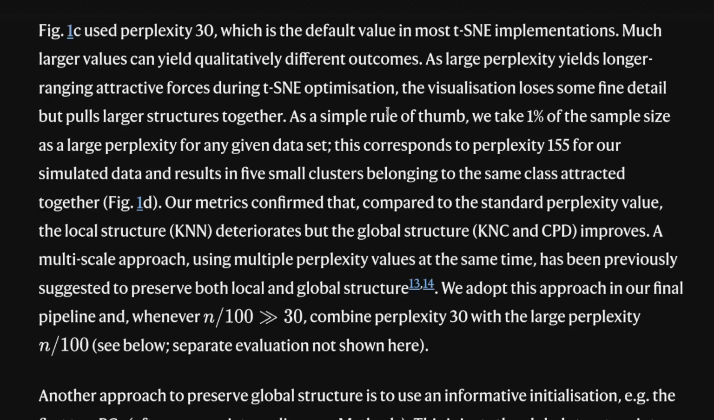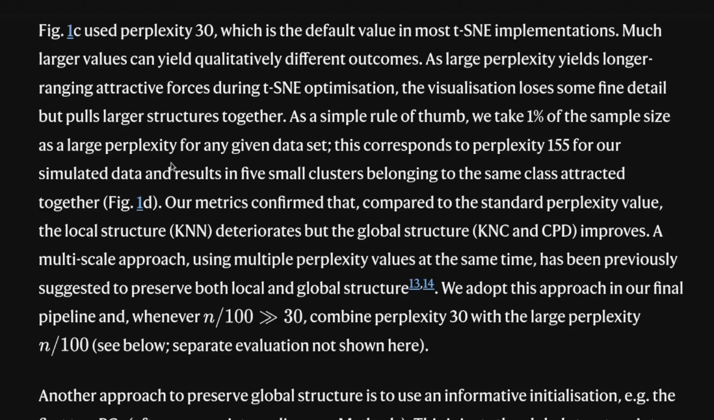Our metrics confirmed that, compared to the standard perplexity value, the local structure, KNN, deteriorates, but the global structure, KNC and CPD, improves. A multi-scale approach, using multiple perplexity values at the same time, has been previously suggested to preserve both local and global structure 13,14.